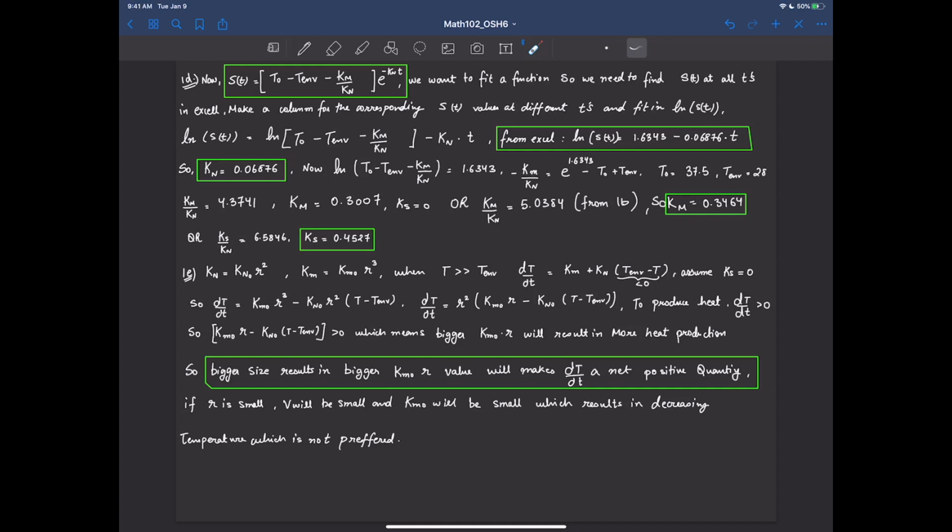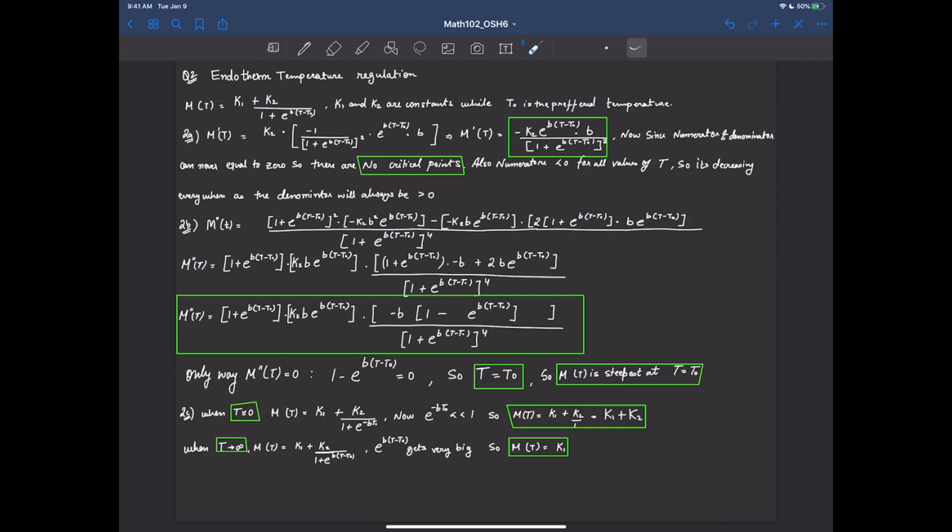So you can answer this the other way as well by saying if you are small in size, you'll have a decreasing temperature described by the dT/dt equation, which is not preferred. Okay, so that wraps up the first question. A little bit longer, but yeah, we're getting there. Let's talk about question 2.